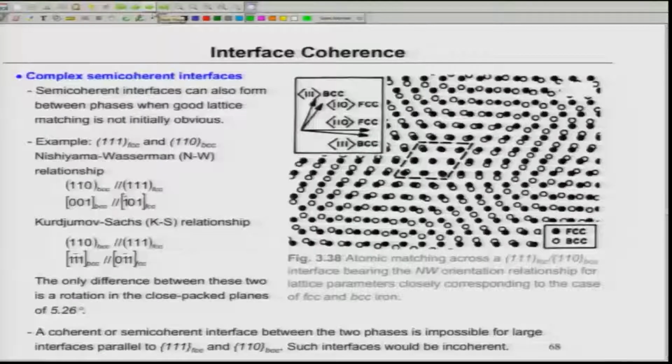Let us talk about iron, steel. FCC is the gamma phase, gamma iron, the solution of carbon in FCC iron, and BCC is, suppose, alpha. Okay. So, 111 of FCC is a closest packed plane, but 110 is not a closest packed plane in BCC. But there is an orientation relationship, given long back by Nishiyama and Wasserman, that says that the 110 plane of BCC will be parallel to the 111 plane of FCC. Whenever such planes are parallel across the interface, there has to be one direction which will also be parallel, otherwise it is not possible to dictate the exact orientation relationship.